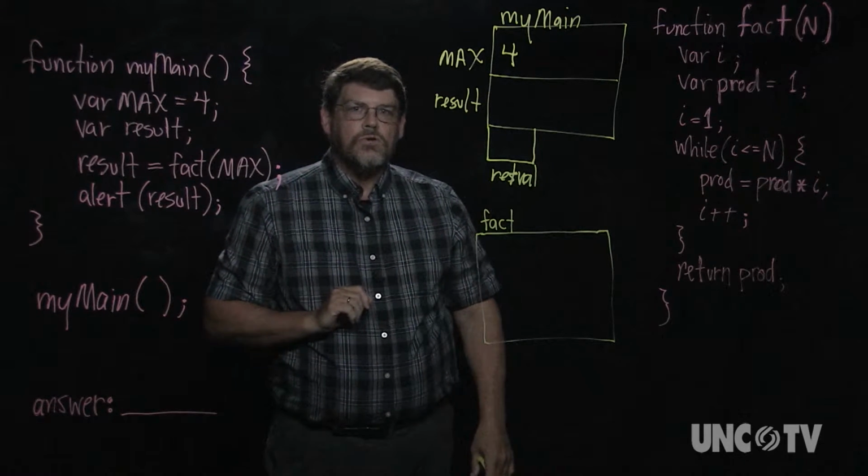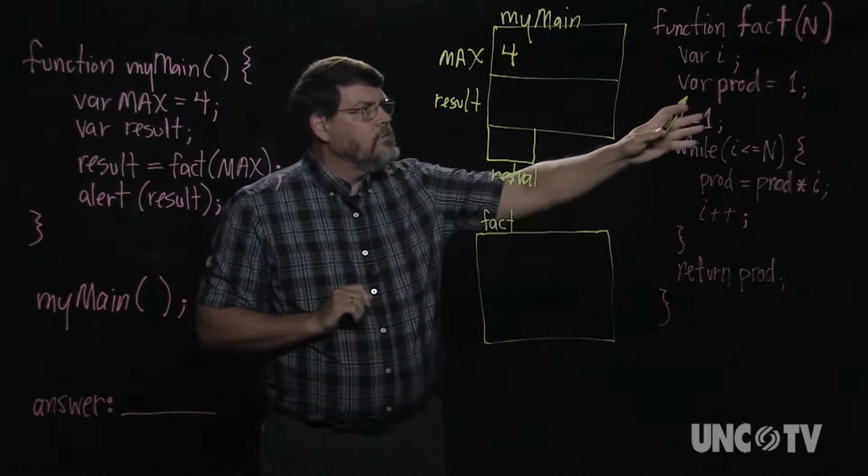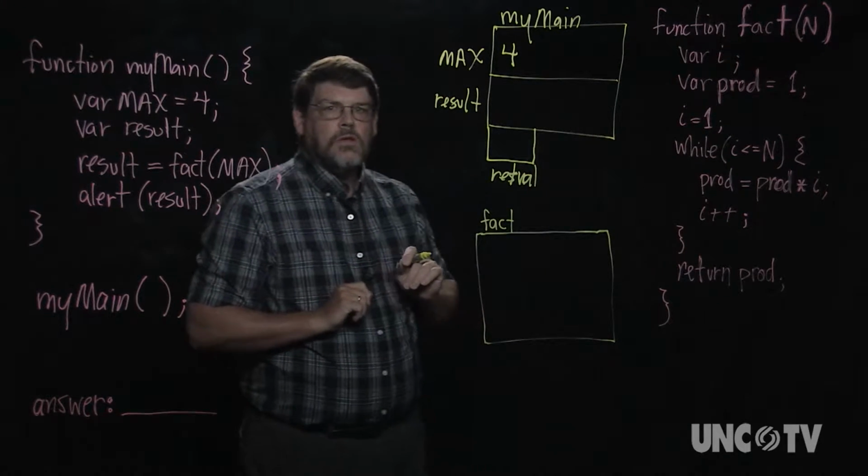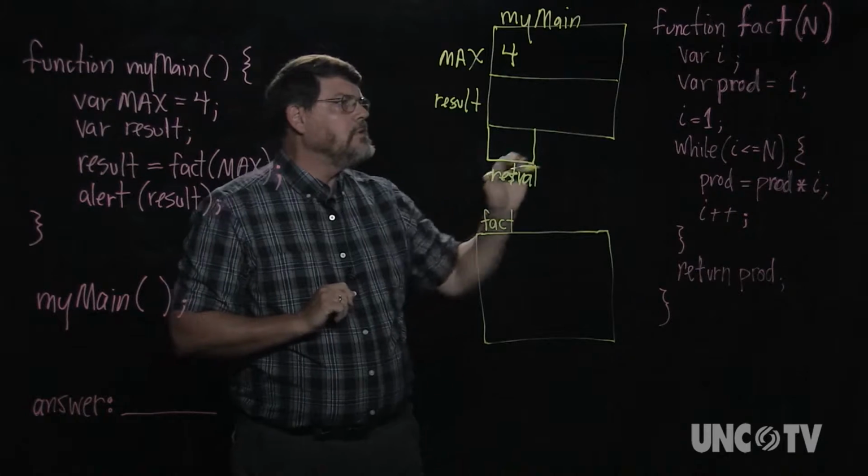And when I do that passing back, this memory map is going to go away because this function will have completed its execution. So let's go over here to function fact, and we'll take a little bit of a look at what happens in here.